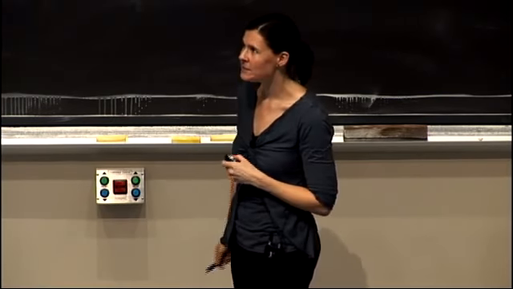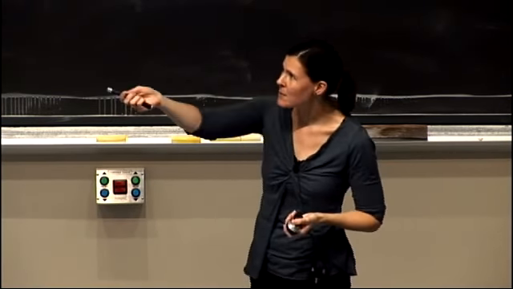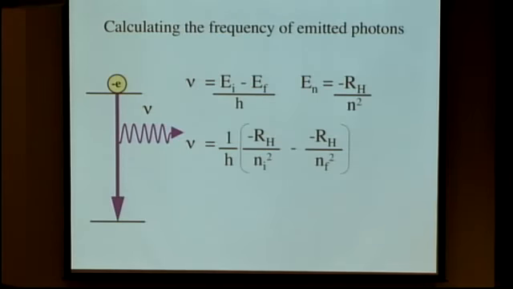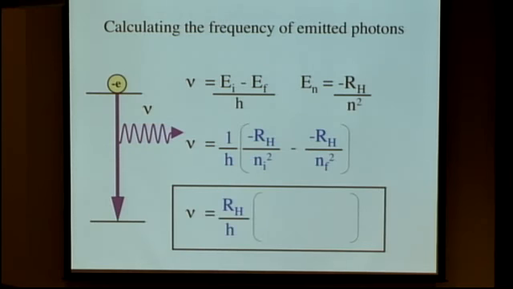We can simplify this equation by pulling out the RH and getting rid of some of these negatives here by saying the frequency is going to be equal to the Rydberg constant divided by Planck's constant, all times 1 over n final squared, minus 1 over n initial squared. This is just to switch the signs around and get rid of some negatives.